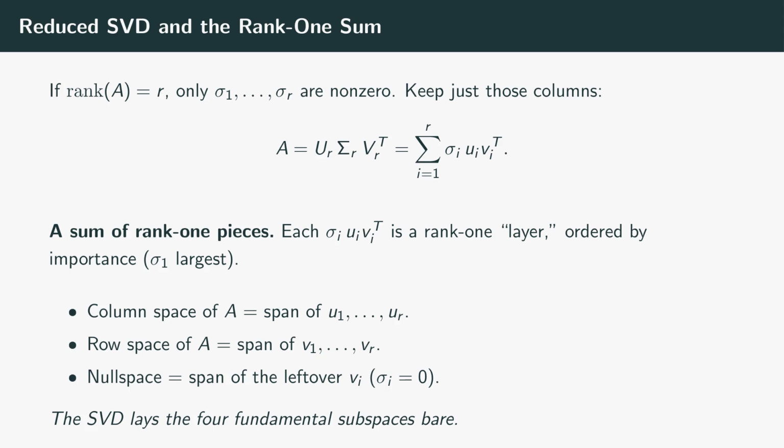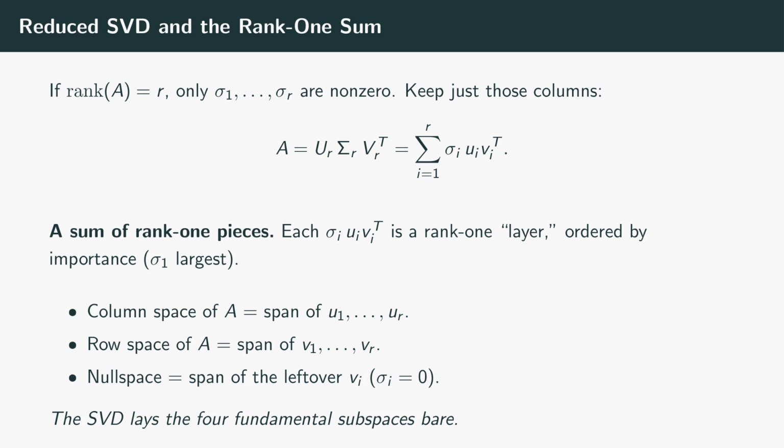A matrix of rank r has only r non-zero singular values. The rest are zero and contribute nothing. So we can throw away the dead columns and keep the reduced SVD, using only the first r singular values and their vectors. This gives the most illuminating form of all. A is a sum of r rank 1 pieces. Each piece is a singular value times the outer product of a left singular vector with a right singular vector, a single rank one layer.